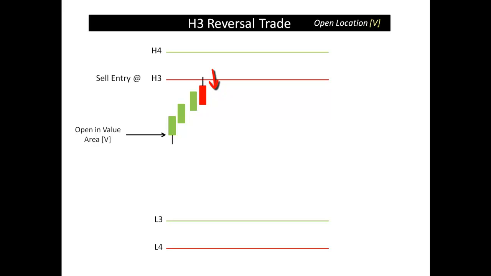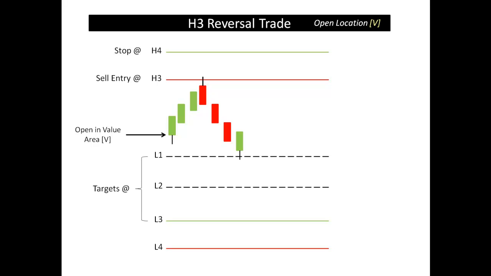You want to go short at H3, and of course you want to know where your stop is. Your stop is going to go at H4 or above H4, and you can use 1 tick, 2 ticks, 3 ticks, or a closing bar above, whatever suits your risk situation. After you get short, your stop is above H4. Your first target is L1, your second target is L2, and your third and final target would be L3, because L3 is going to be supportive. You're coming into the low zone, which is a supportive zone.